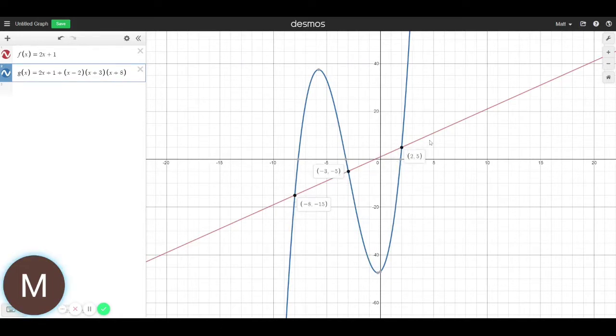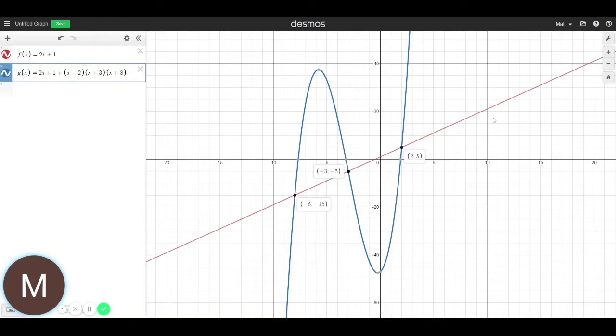Look where these 2 graphs cross. What that means is this is where the 2 functions are exactly identical, and everywhere else they're not identical. At negative 8, negative 3, and positive 2. So that's a really cool visual representation.